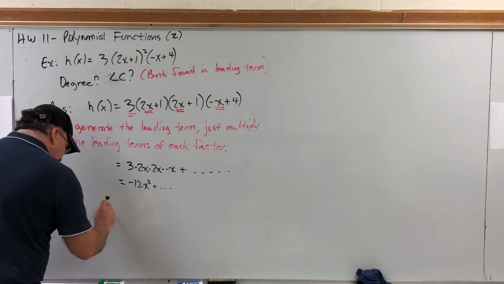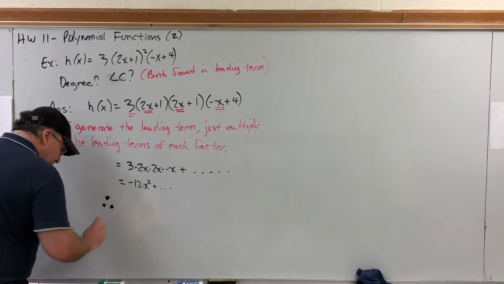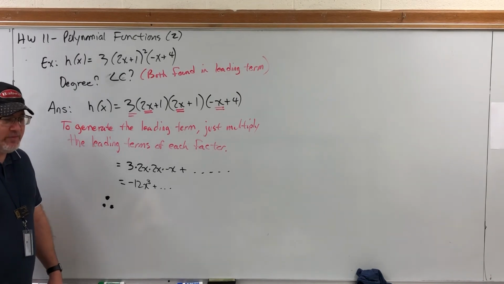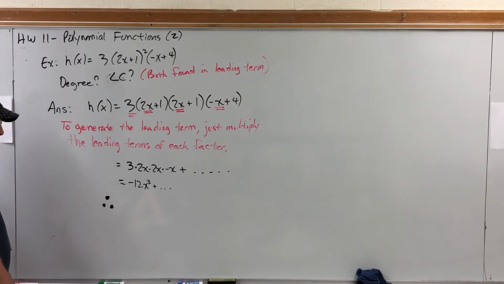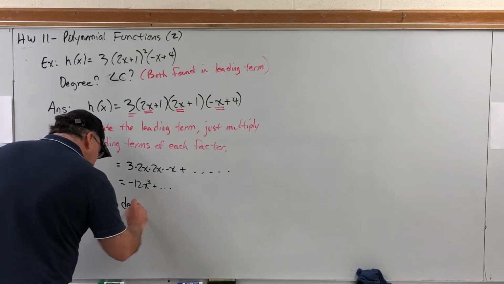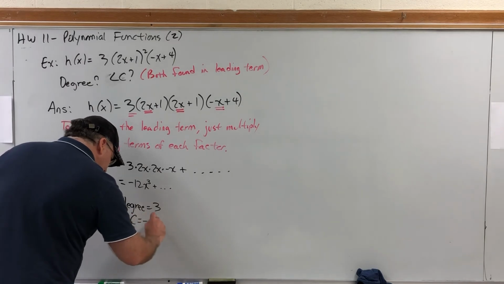Therefore, I think I've shown you all the 3-dot triangle, but in the event that I haven't, a triangle made of 3 dots is a symbol for the word therefore. Usually means we're about to draw a conclusion. I use it quite a bit. Therefore, the degree is 3, and the leading coefficient is negative 12.